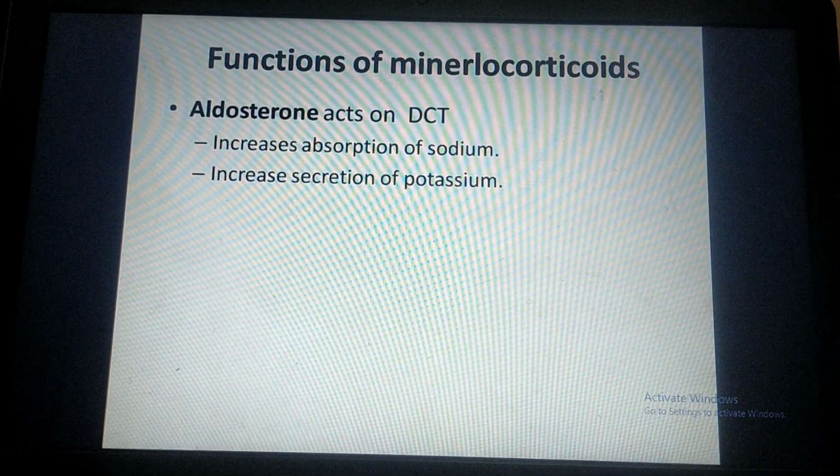After glucocorticoids, we will see the functions of mineralocorticoid. Aldosterone is the main mineralocorticoid. The details of the functions of these hormones you will study in physiology. Just we will study the main function. Aldosterone increases the absorption of sodium from distal convoluted tubule in exchange with potassium. That means it absorbs sodium and secretes potassium outside the tubule. That means gain in sodium and loss of potassium occurs due to action of this aldosterone.